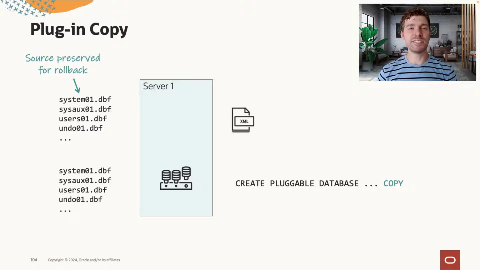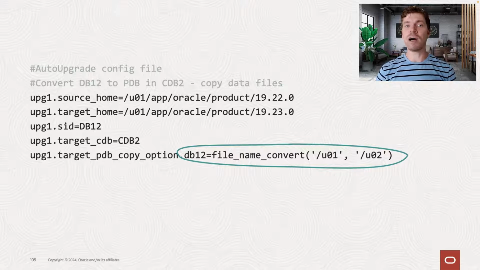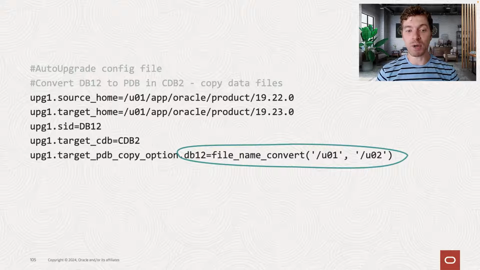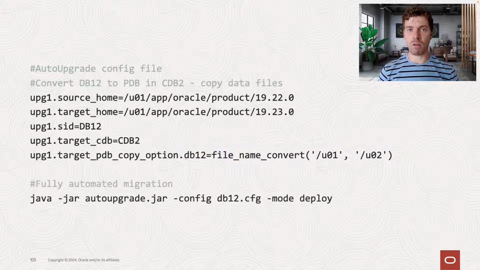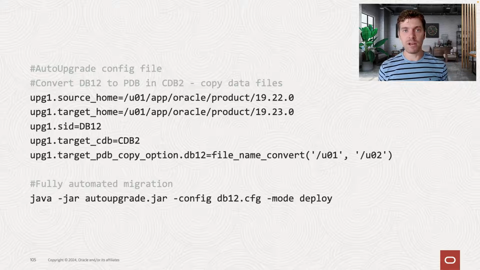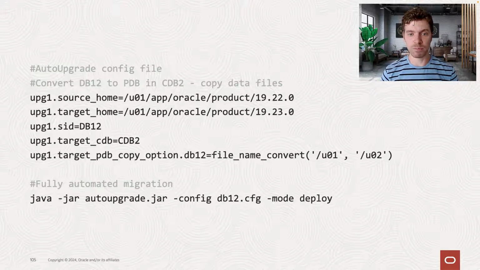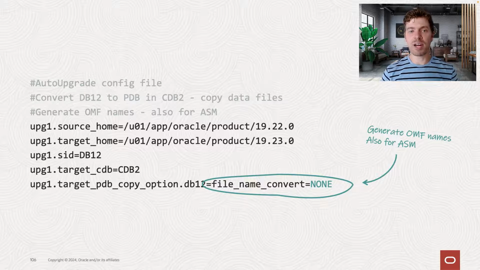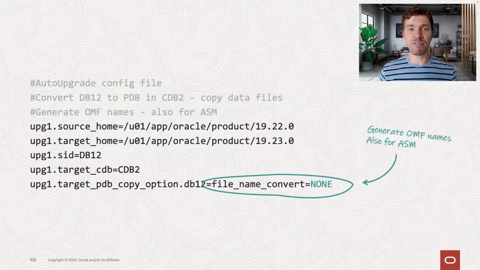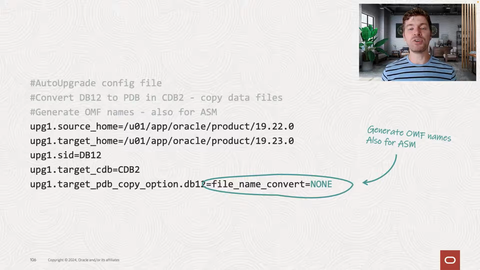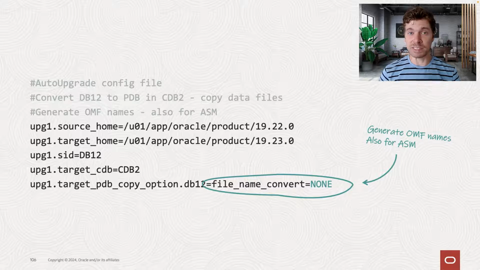How do you use this copy operation mode? Using AutoUpgrade, you need to specify the start PDB copy option equal to file name convert and then give the file name convert clause. You specify that, and then you simply call AutoUpgrade in deploy mode, and AutoUpgrade will do everything for you. If you don't want to specify the file name convert clause, you can put it equal to none, and then OMF is going to be used. So it's also useful for ASM, and will put your database files under the database standards, okay?